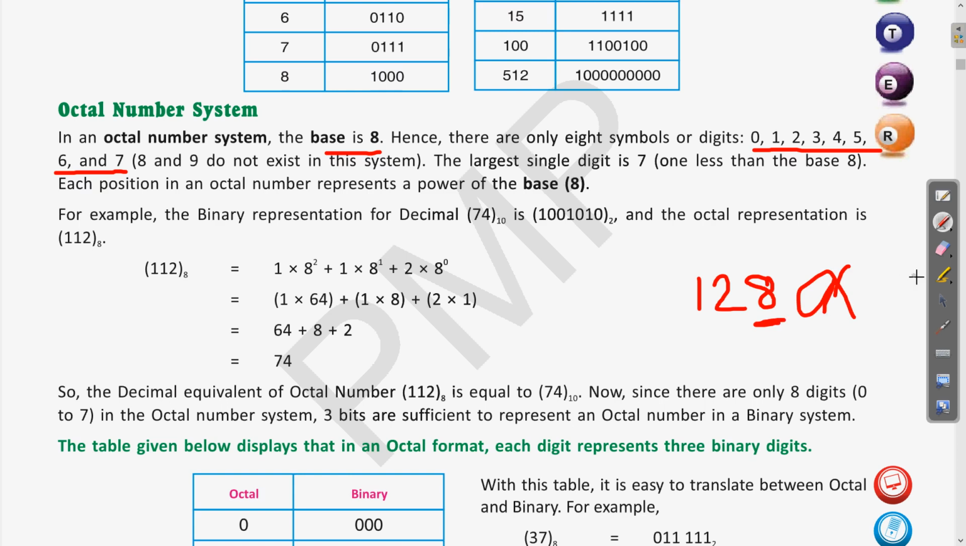So 128 is not an octal number. Then if I ask about 127, yes, 127 can be an octal number, because all of the digits are in the range. Each digit is less than 8. Till 7, all the digits can be used. Okay, so let us see an example of octal also.